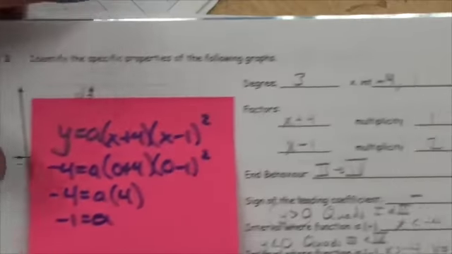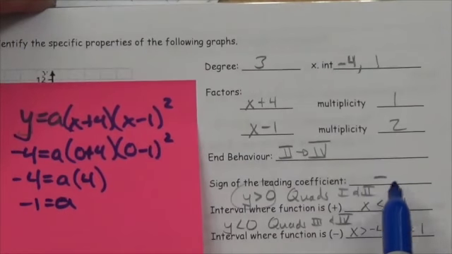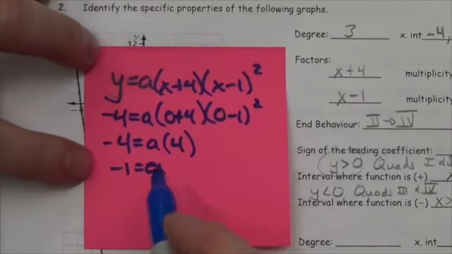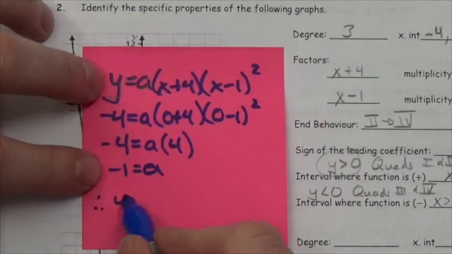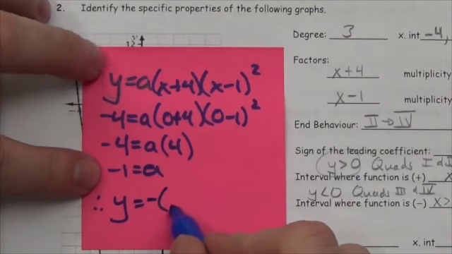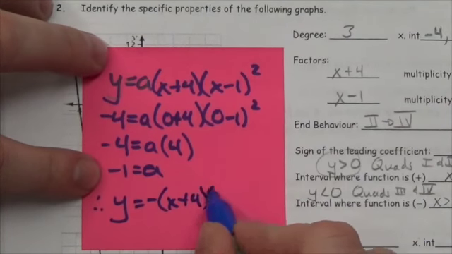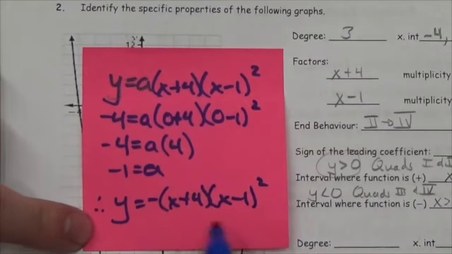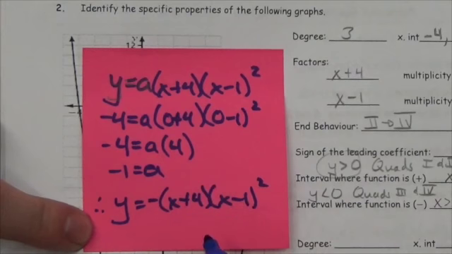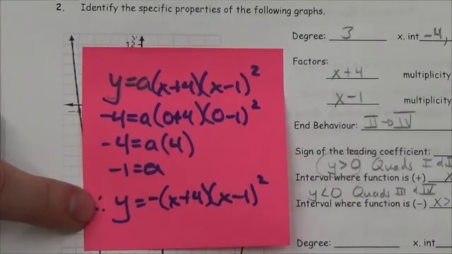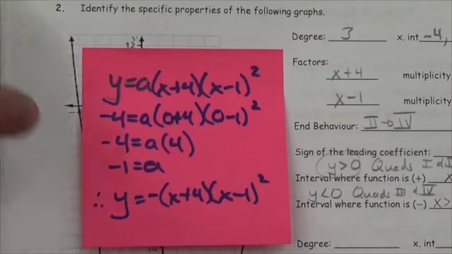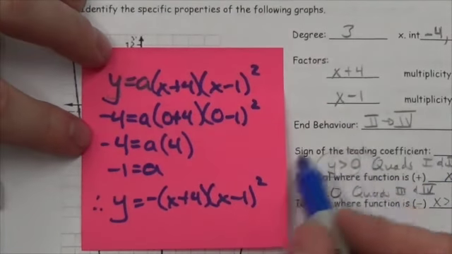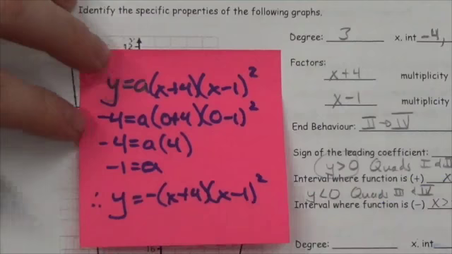Now, I knew a was going to be negative. I anticipated that, but now I can see that for sure here. So therefore, my equation here will be negative (x plus 4) times (x minus 1) squared. I could expand that out, but that's really got all the information that I need right there. I'm happy with that. In fact, I can see the factors quite clearly. So this is me just taking that leading coefficient question one step further.